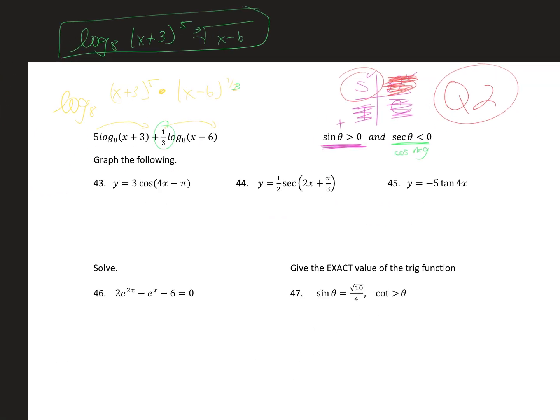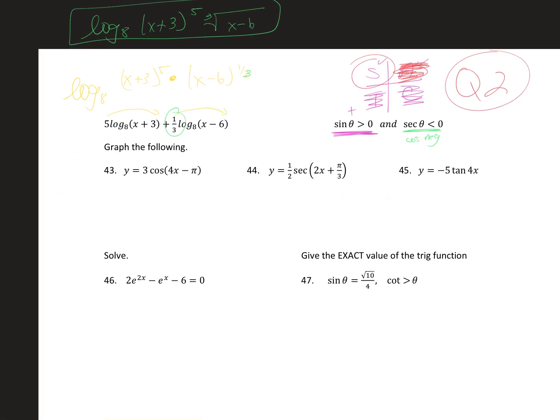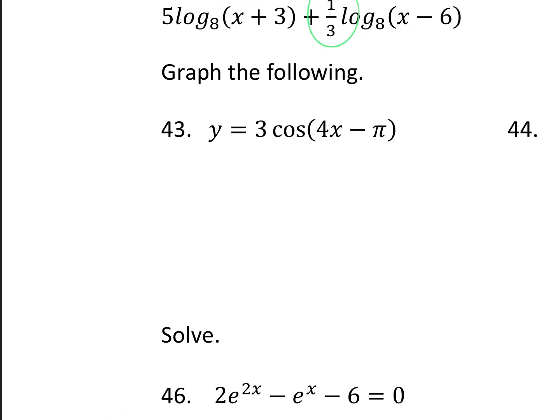All right, now, graphing questions. We did not put a graphing one as a free response. I'll tell you that right now. So if you have a multiple choice question where they ask about the amplitude, amplitude is which value? Your A, right? A is your amplitude.